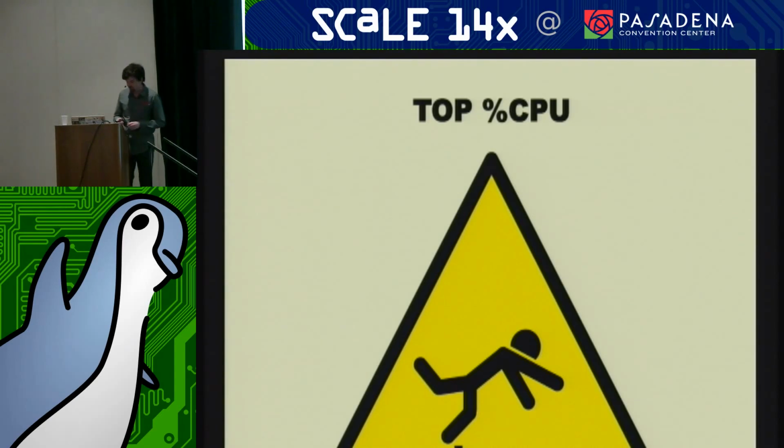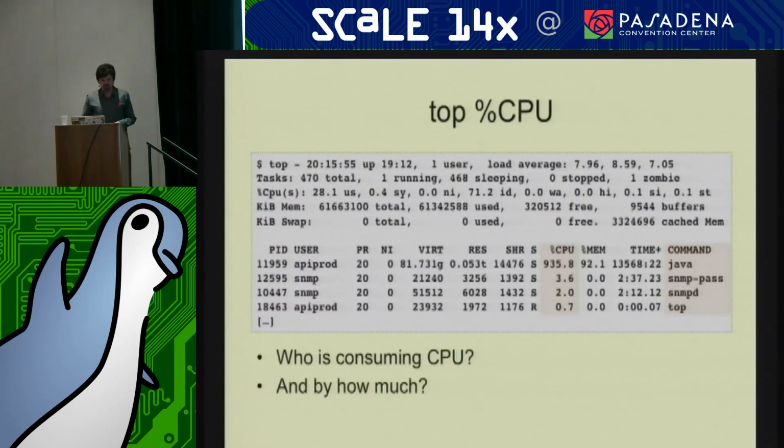Top, percent CPU, the next metric I'd like to talk about. Well, this seems fairly straightforward. If I run top on a Linux system and it's telling me Java is eating 935% CPU in total, this is from one of our production instances, then that's fine. I know who's consuming CPU, it's Java. Of course, this is an instance with many CPUs, and so it can get that high. So this shouldn't be misleading or broken.